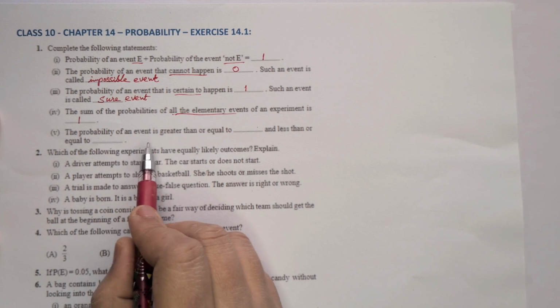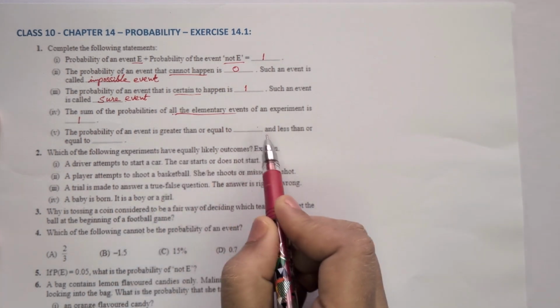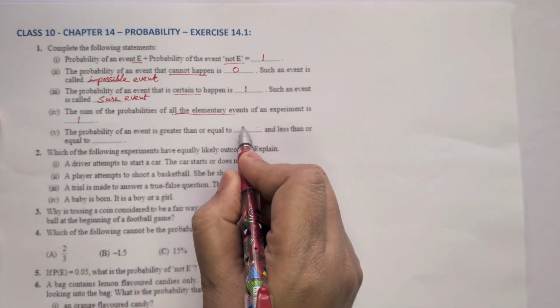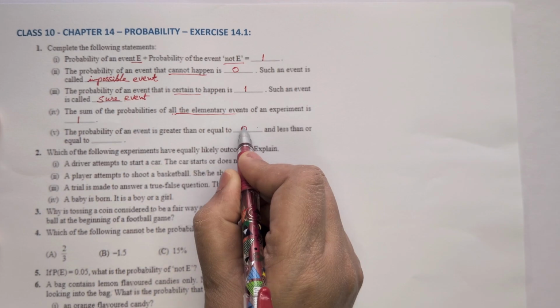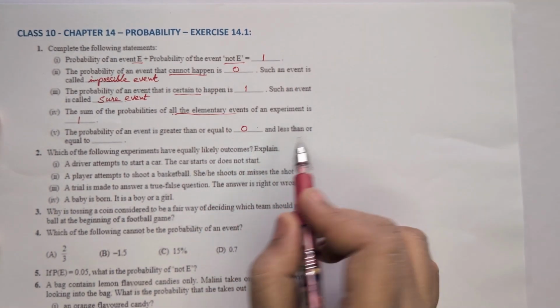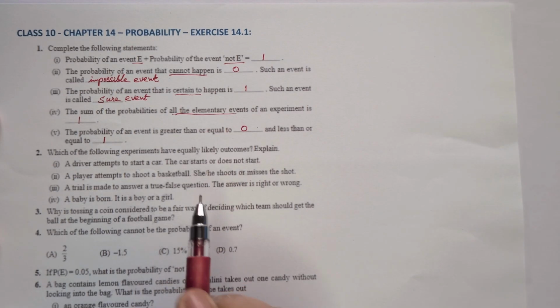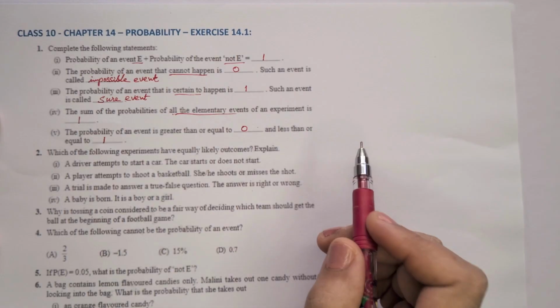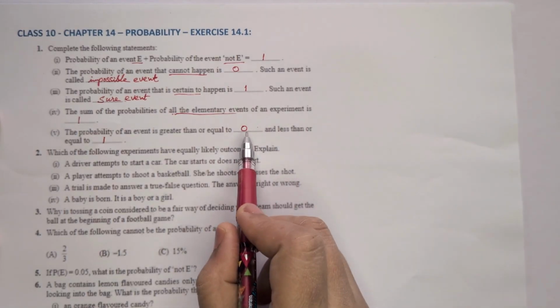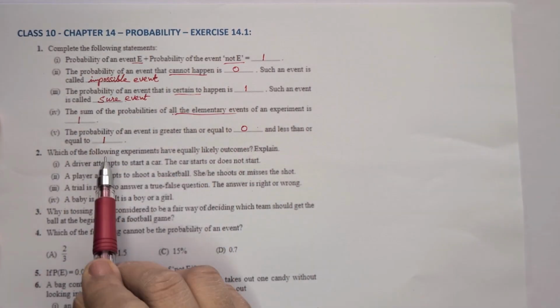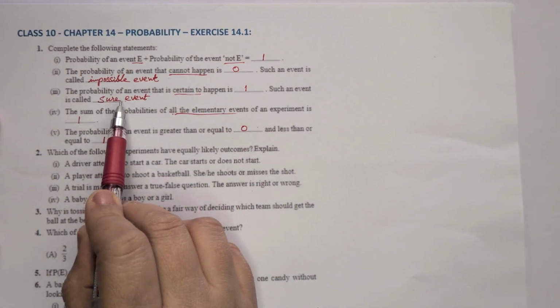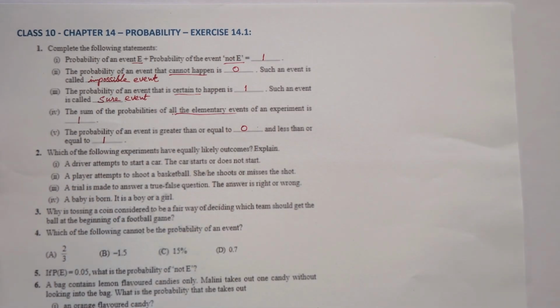The probability of an event is greater than or equal to 0, equal to 0 can also happen, and less than or equal to 1. Probability lies between 0 and 1. If the probability is 0, it means an impossible event. If the probability is 1, then that is called a sure event.